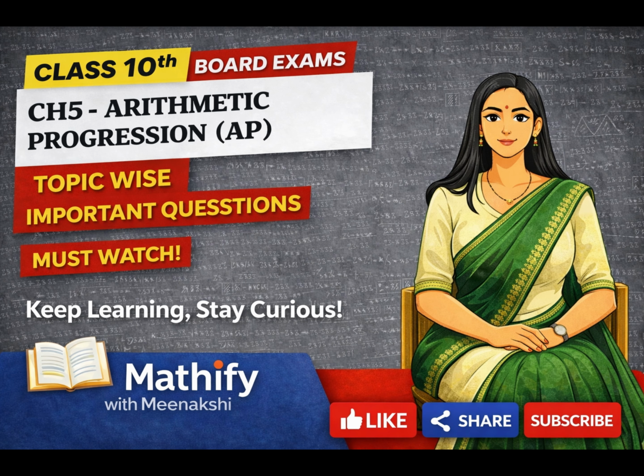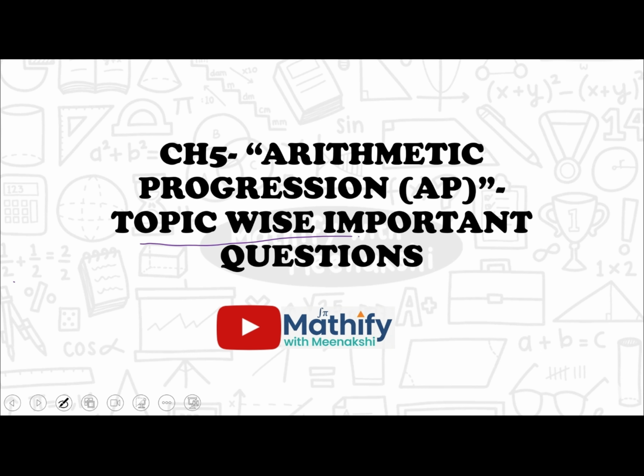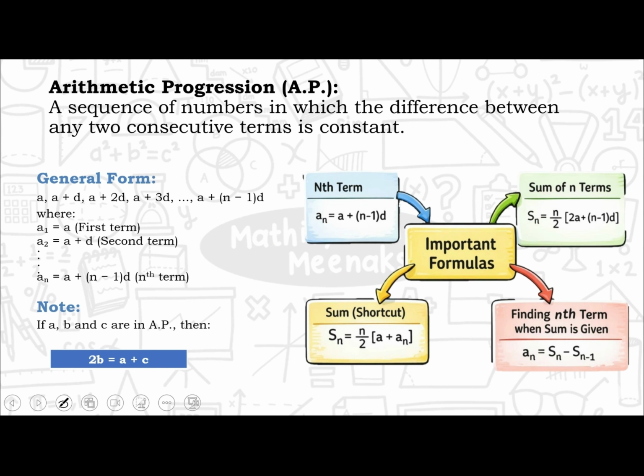In today's video, we'll discuss topic wise important questions from chapter number 5, Arithmetic Progression, also known as AP. This chapter is crucial for understanding sequences with common difference. So let's begin with important concepts of this chapter.